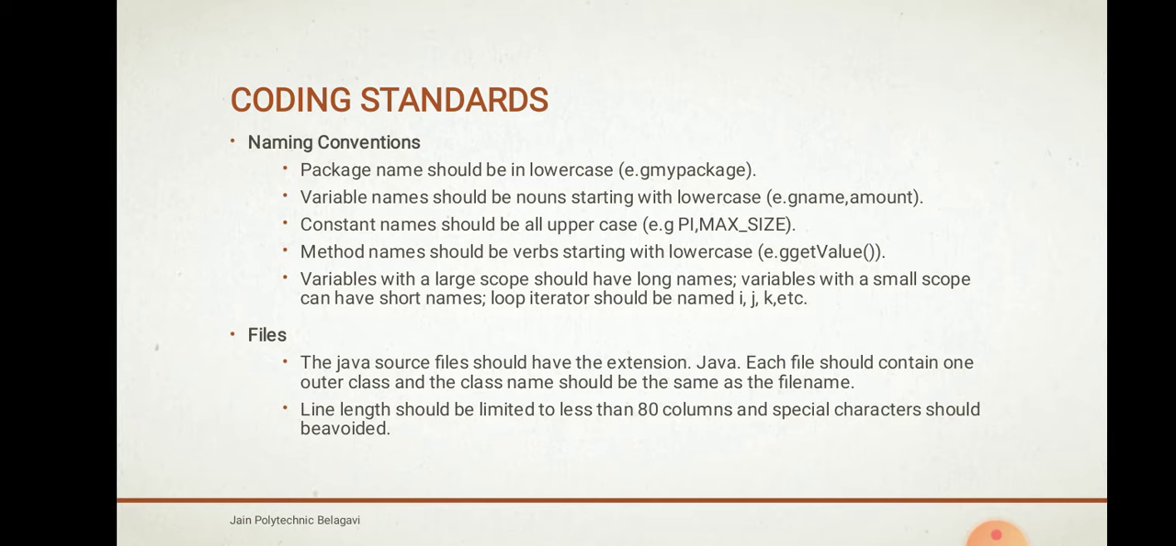Now the files. How should the file name be given? A Java source file should have the extension .java. Each file should contain one outer class, and the class name should be the same as the file name. Always the line length should be limited to less than 80 columns. Programs should always keep lines less than 80 columns, and special characters should also be avoided.